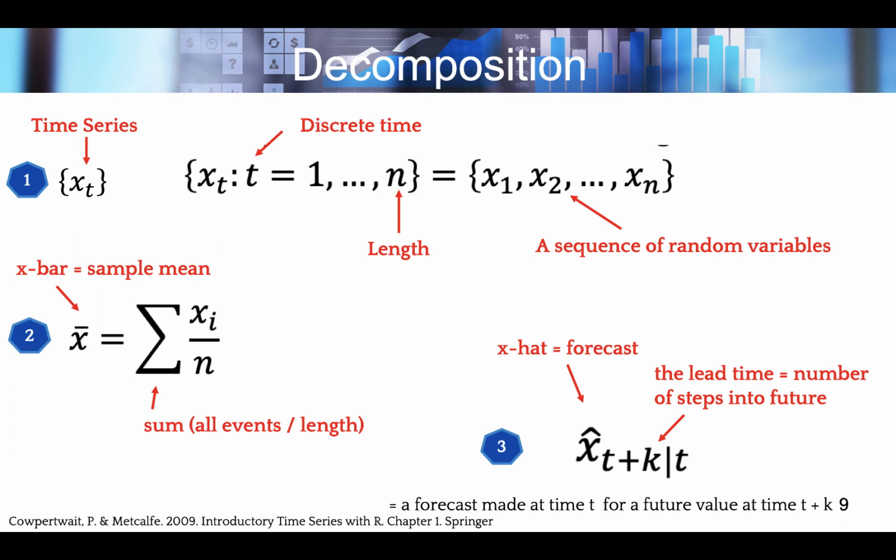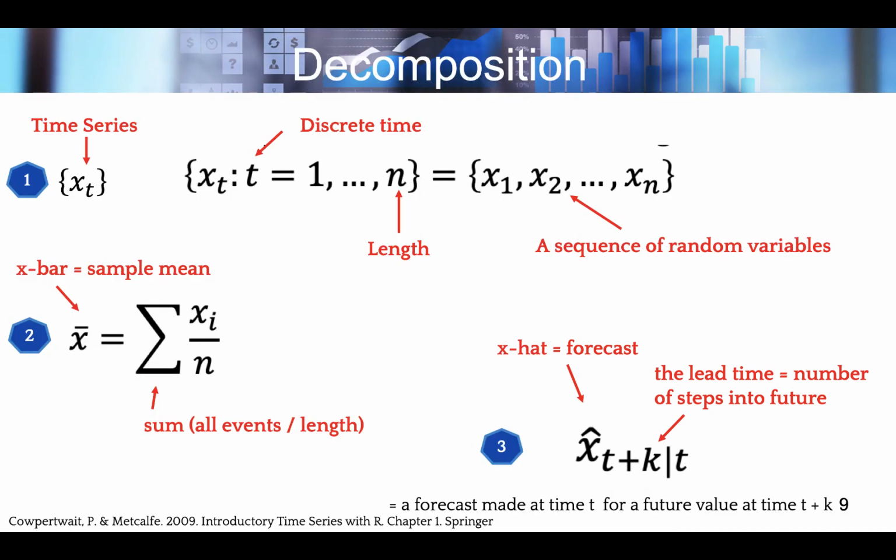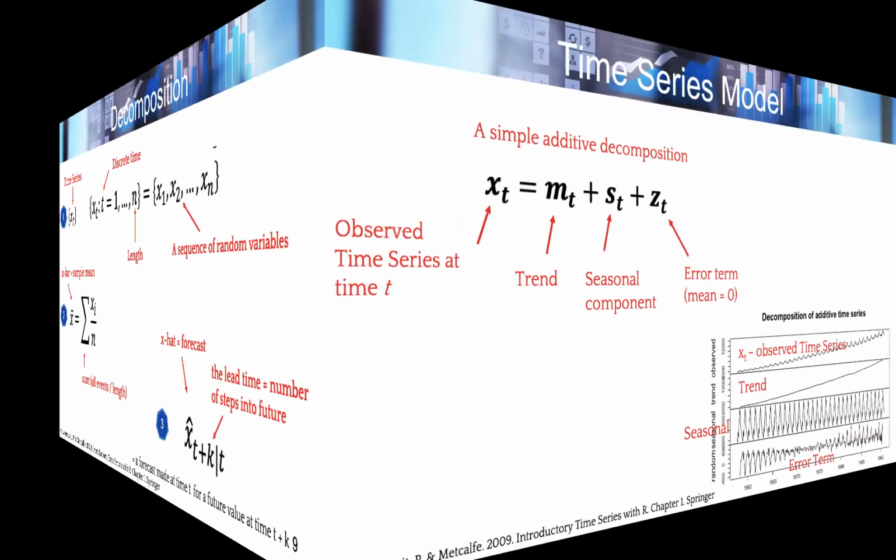And hat notation is used to represent a prediction or forecast. And forecast is a predicted future value. It's important to remember that the future value is at time t plus k, and k is the lead time or number of steps into the future. So our forecast at time t for a future value at time t plus k.